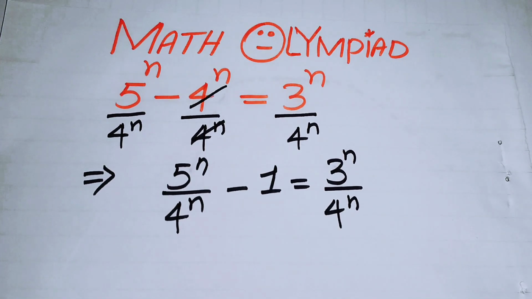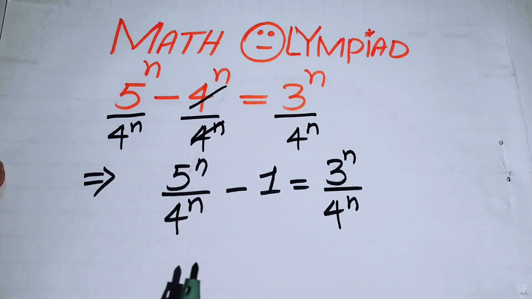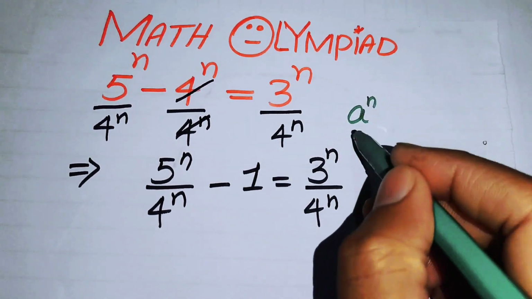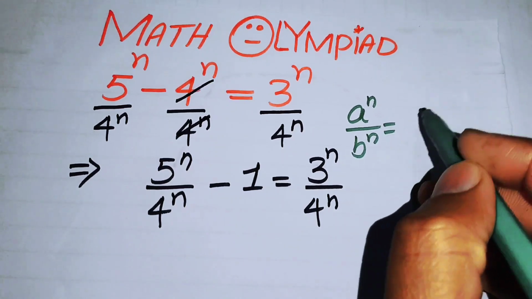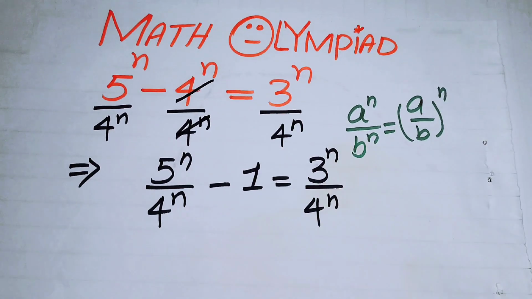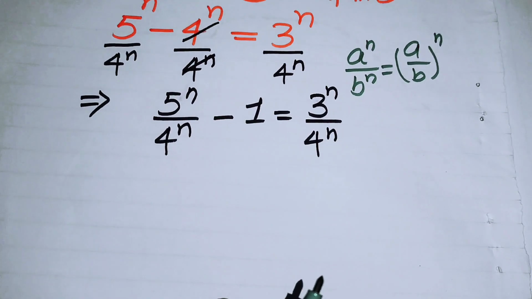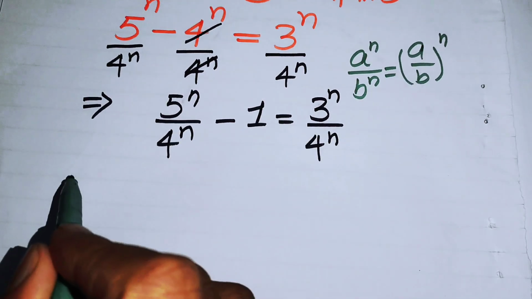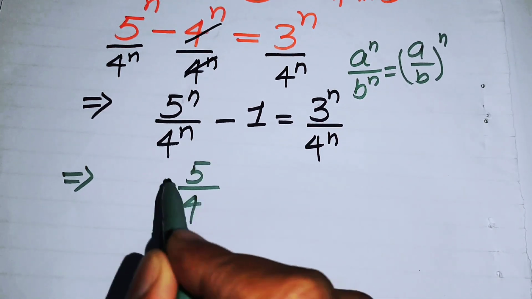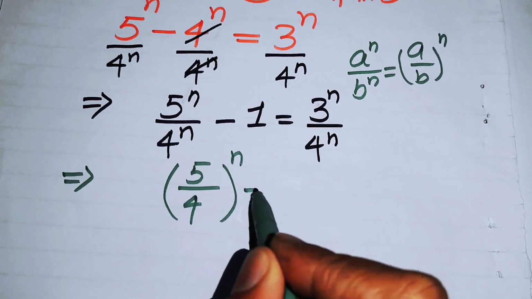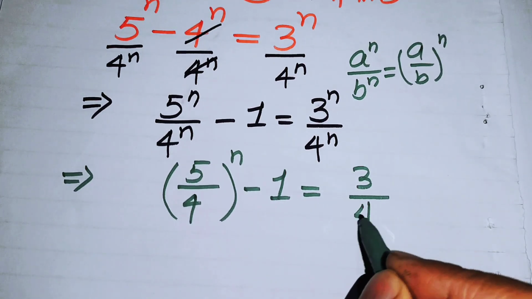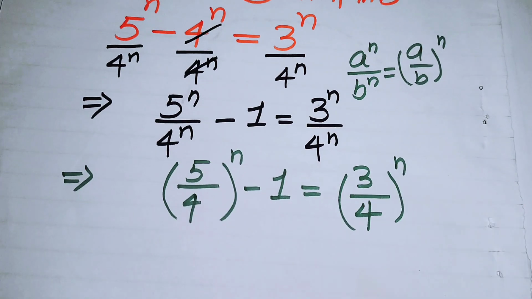Now in the next step we will use the nice exponential law here, and you know about this law. If we have a to the power of n over b to the power of n, we combine the exponents of these two terms and we write it this way: a over b and its whole power n. So now we use this law on both of the sides, and the left hand side will be 5 over 4 and its whole power n minus 1 equals, in the right hand side, 3 over 4 and its whole power n.